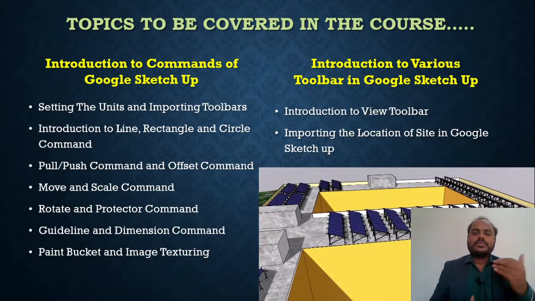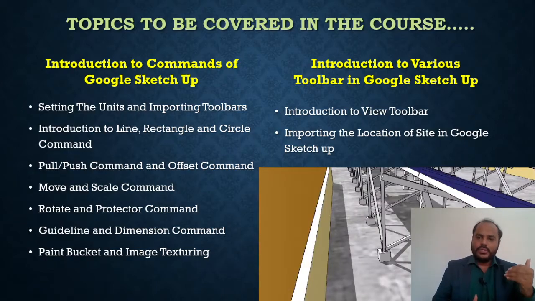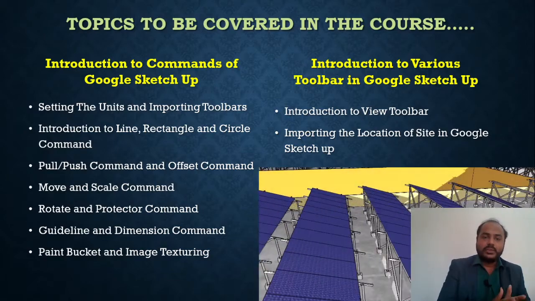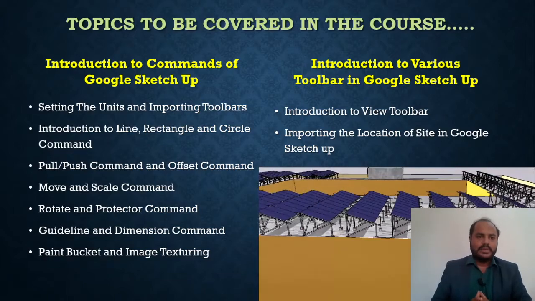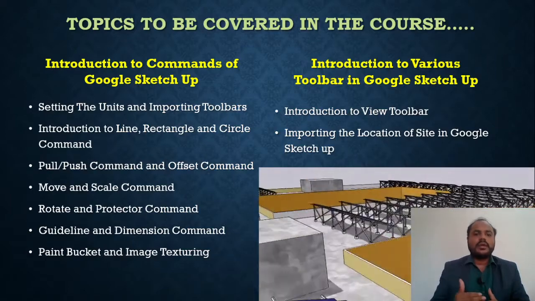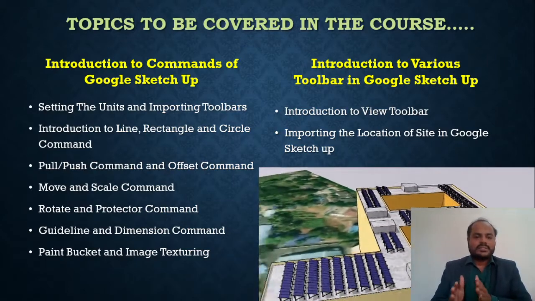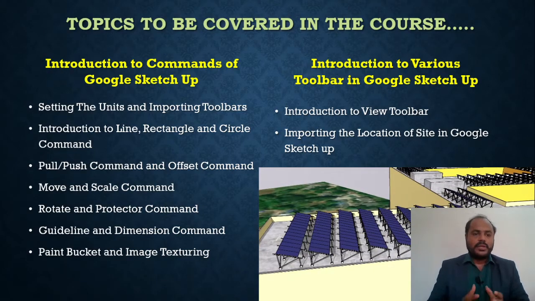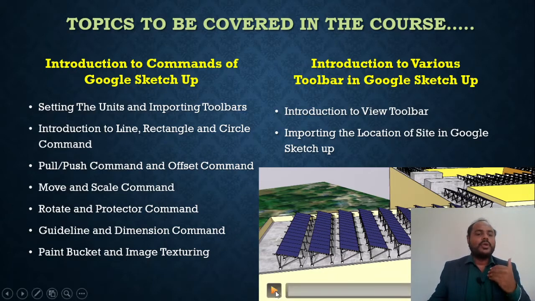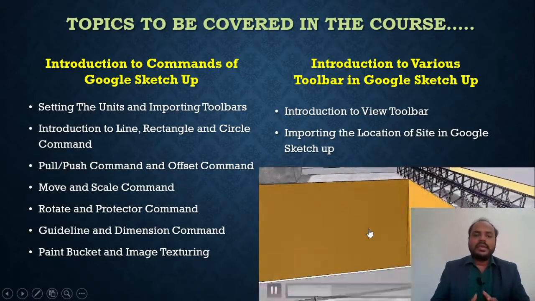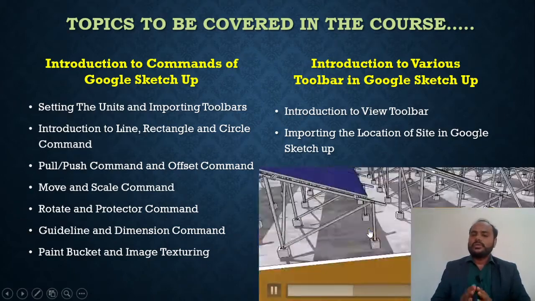So we're going to see which parameters we're going to discuss in this particular course. First, we're going to talk about the very basic introduction to the commands of Google SketchUp. What are the various commands, like how to set the units, how to import the toolbars in Google SketchUp, introduction to the line, rectangle and circle commands, the push pull command and the offset command, move and scale command, and how we can utilize these commands for developing the solar power plant, rotate and protractor command for setting the tilt angle of the solar power plant. We're going to talk about how we decide the guidelines and the dimension command, and how to use the paint bucket and image texturing over the particular solar power plant.